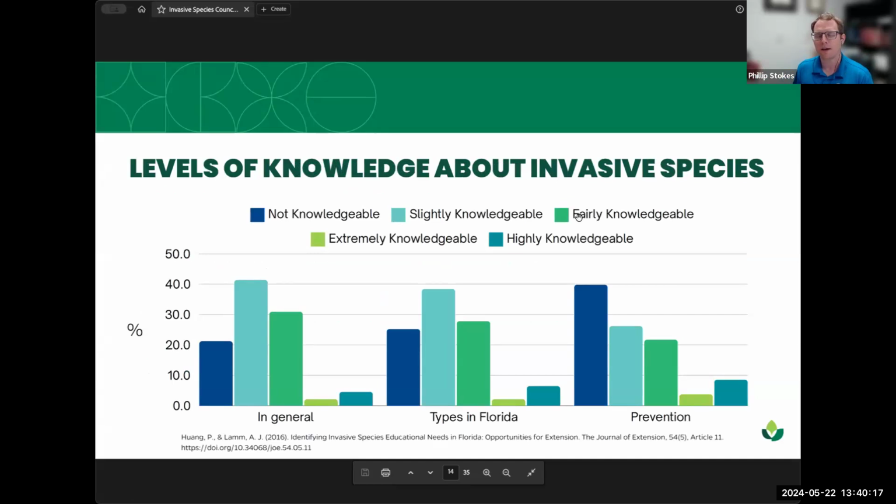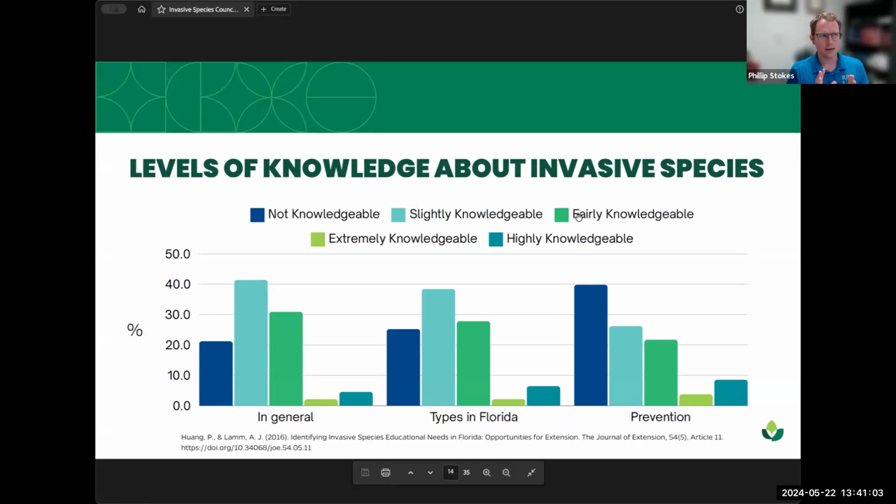I'd be interested to see what you all think when we look at the knowledge of the Florida public about invasive species. On the left, we asked what their perceived knowledge is in general, of the types of invasive species in Florida, and of ways to prevent new invasive species in the state. As you can see, it's weighted to the left: not knowledgeable, slightly knowledgeable, or fairly knowledgeable. Not very much in the extremely or highly knowledgeable categories.